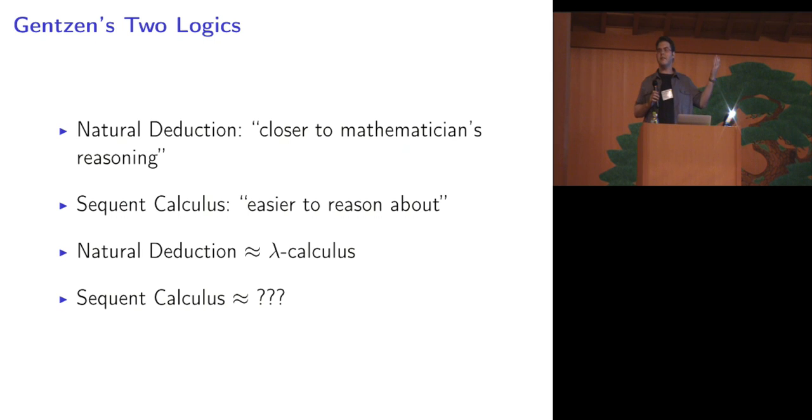As we know, the Curry-Howard isomorphism tells us natural deduction, that's the same thing as lambda calculus, right? That's great. But Curry-Howard is not just a one-hit wonder. It keeps coming up over and over again. And so you might ask, well, sequent calculus, that's a logic. What kind of programming language corresponds with that?